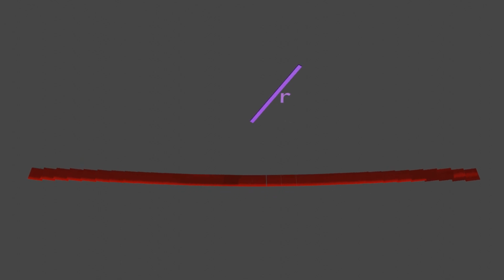Take a circle with radius r. To measure the length of the circle, let's transform the circle into a line. Now let's measure the line we got from the circle with that radial line.